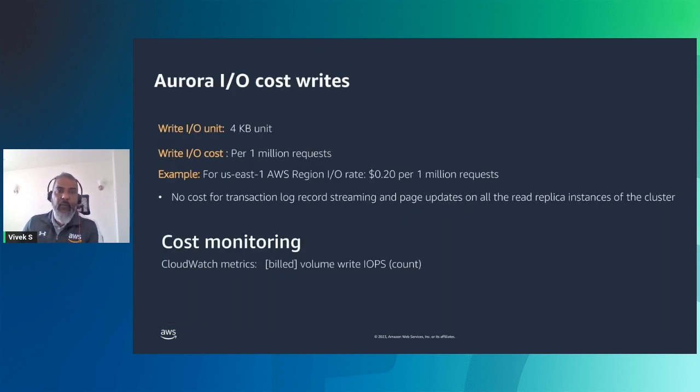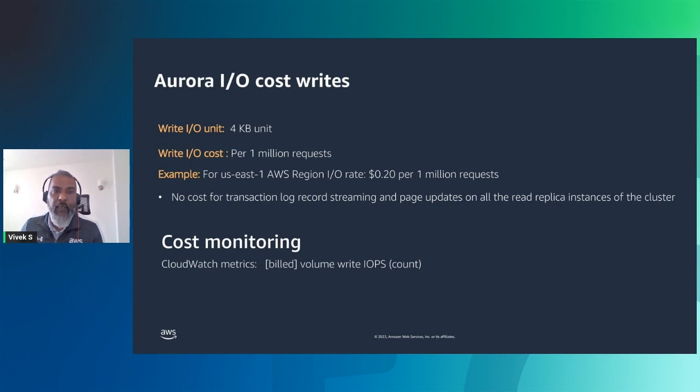Next comes Aurora write IO cost. Let me tell you how we define one write IO. Aurora will group the write activity in units of 4 KB, and that is defined as one write IO. This particular metric you may see differently at the instance level, but when you sum up, it could be reduced, and it is defined by billed volume write IOs.